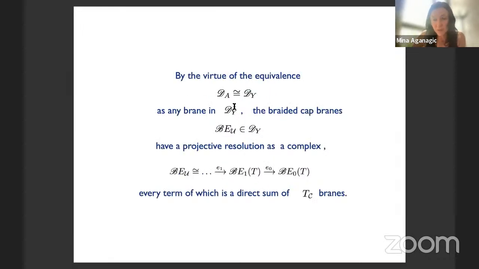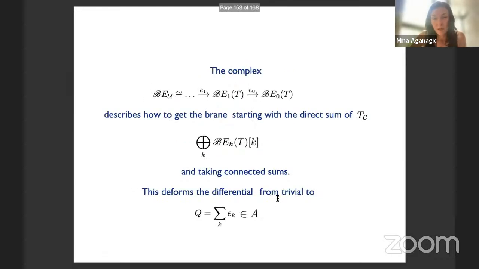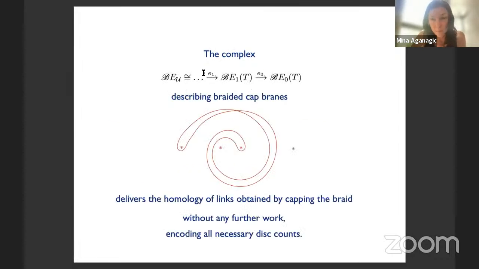By virtue of the equivalence of the derived category of modules of the algebra A and the morphism algebra of the generating T branes, any brane in Y, and in particular these braided cap branes, has a projective resolution as a complex, every term of which is a direct sum of T branes. The complex describes how to get a brane of U1 starting with a direct sum of T branes and taking connected sums. This deforms the differential away from the trivial one. The complex that describes the braided cap branes delivers homology, link homology, without any further work.